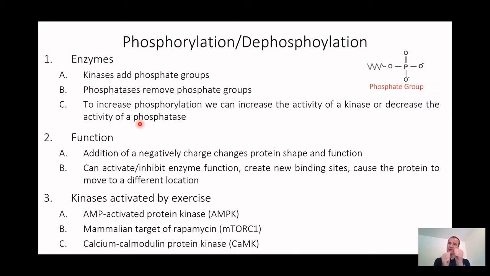So if you have a neutral amino acid near a positive charge, and I add a phosphate group, it's going to push it away from that positively charged amino acid that it's sitting next to. So when you add a highly negative charge, it's going to change the protein shape and function. And when it does this, it can move it to a different location.